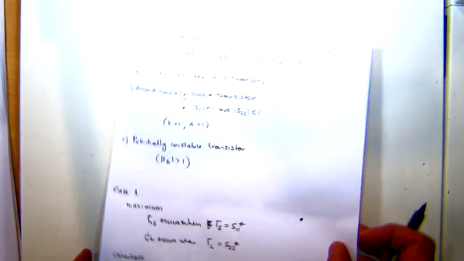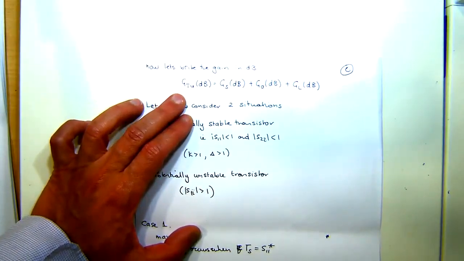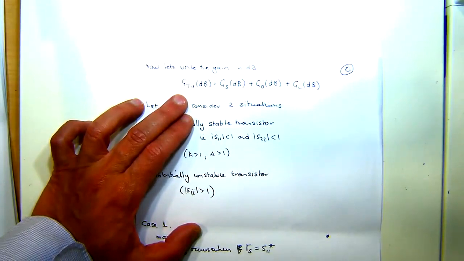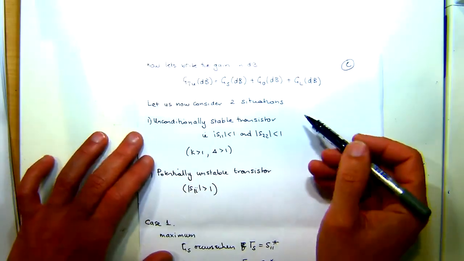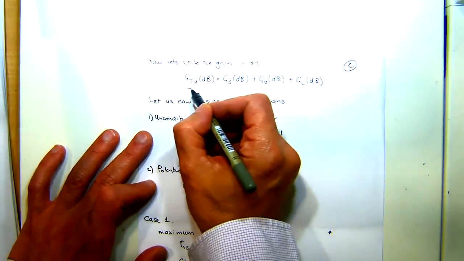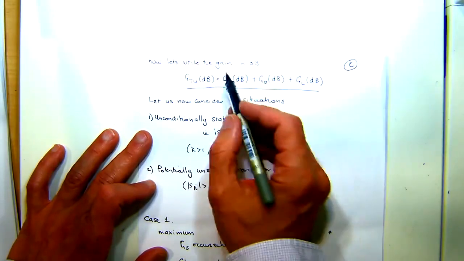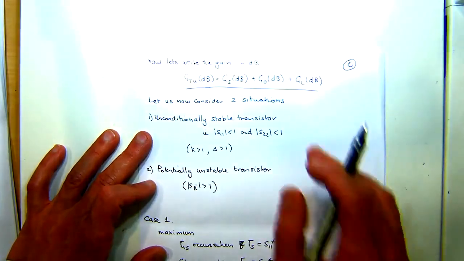Now, if you were going to determine the gain in dB, when you're working in dB, a product becomes a sum. If you've got a product of terms in linear, once you take the log of it, it's the sum of the values in dB. So the transducer gain is something associated with the source network, S21 of a transistor, and GL of a load.